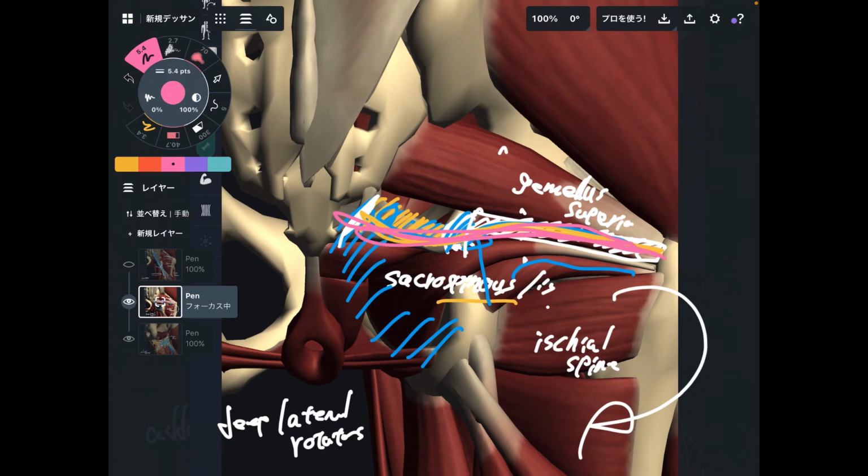So in today's video, I explained muscle anatomy around the ischium plus important myofascial connections.